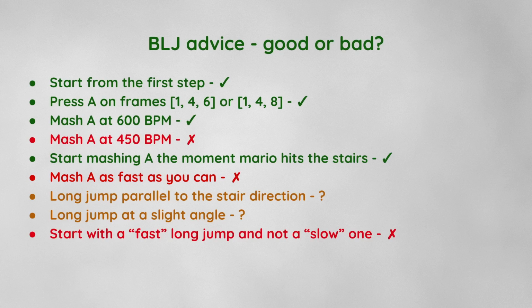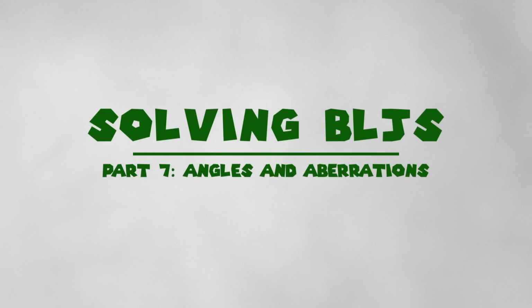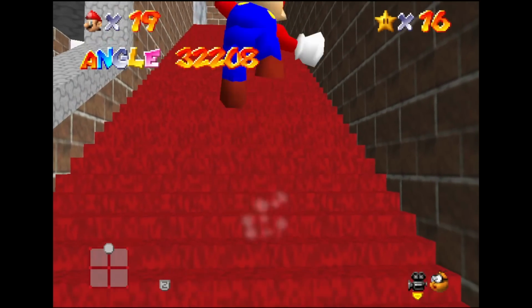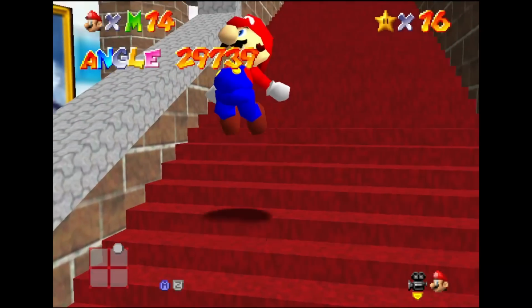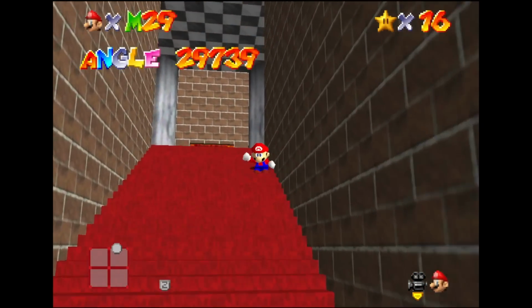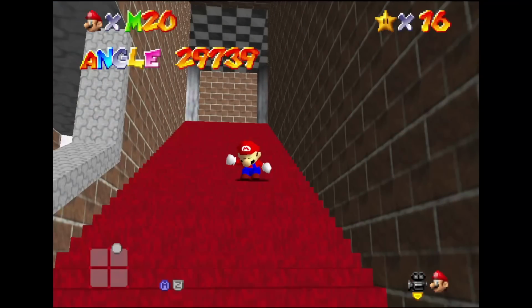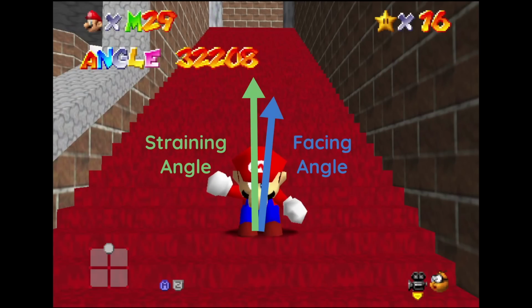Now, all this analysis was done assuming that we're perfectly parallel to the stairs, and we're straining perfectly opposite Mario's facing angle. What happens if these assumptions break down? When we perform our BLJs, we aren't always perfectly aligned with the stairs. Usually our angle is relatively minor, but it could also be pretty large. But I always wondered, in this situation, should we carry on straining aligned with our facing angle? Or should we strain along the stair direction, regardless of which way we're facing?